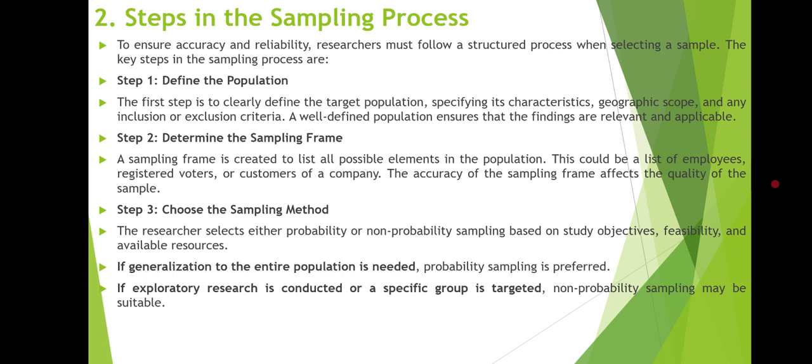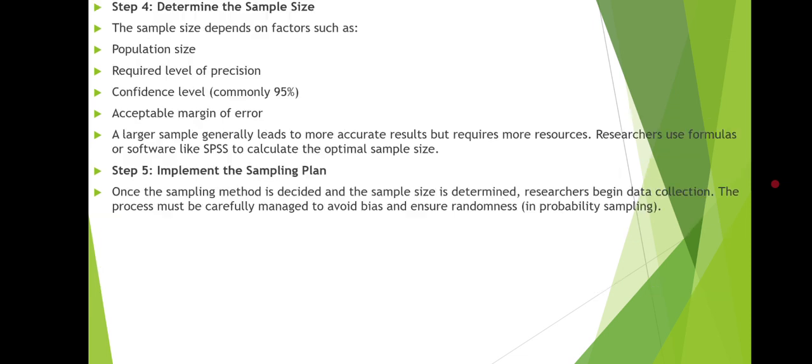Next step, we have choose the sampling method, which means the researcher selects either probability or non-probability sampling based on the study objective, feasibility, and available resources. If generalization to the entire population is needed, probability sampling is preferred. And if exploratory research is conducted or a specific group is targeted, non-probability sampling may be suitable.